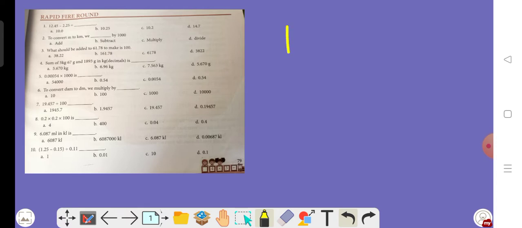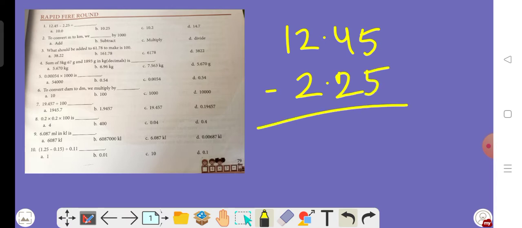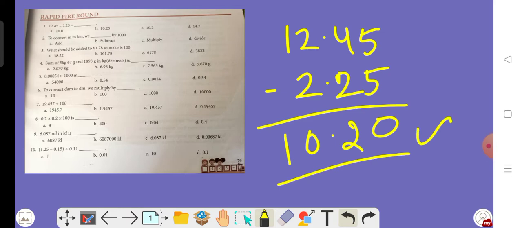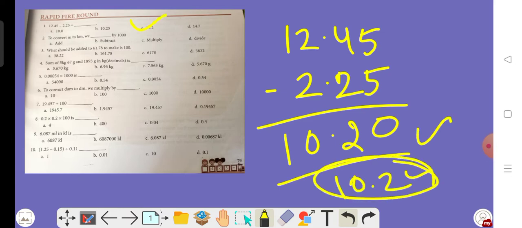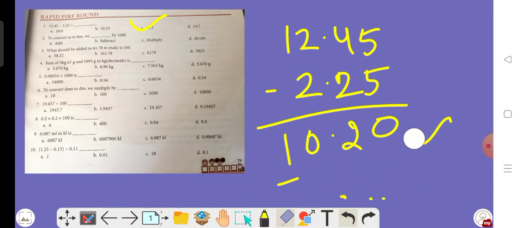So the first question is 12.45 minus 2.25. 5 minus 5 is equal to 0, 4 minus 2 is 2, decimal remains in the same place, 2 minus 2 is equal to 0 and 1 is as it is, and this is equal to 10.2 and the answer is option C. So look at the second question now.